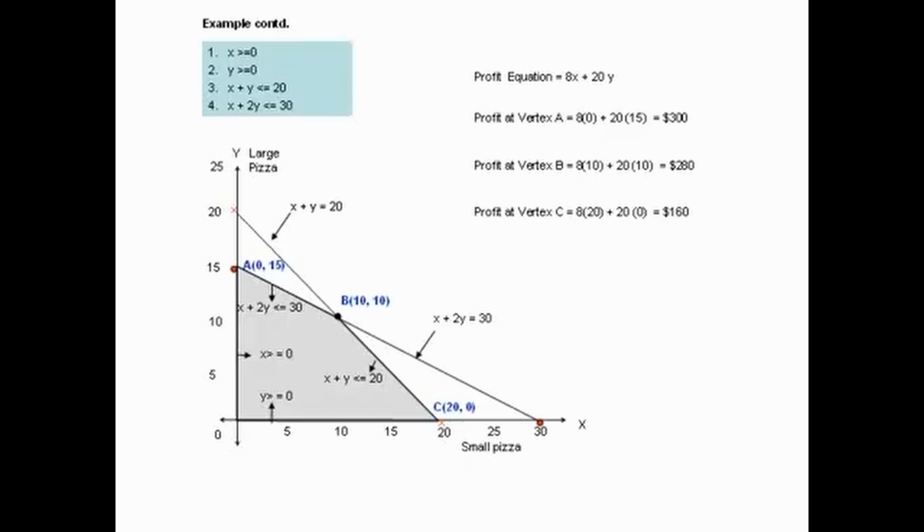Clearly, we can see that the maximum profit is obtained at vertex A, suggesting that the company should confine itself to making only large pizzas for these particular constraints.